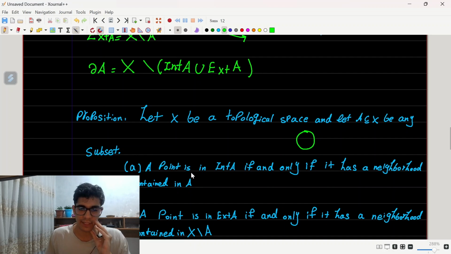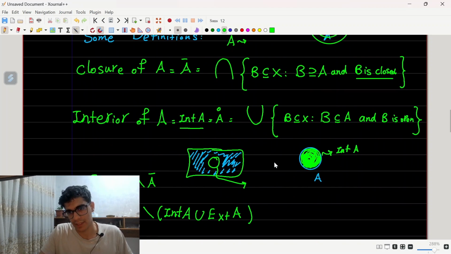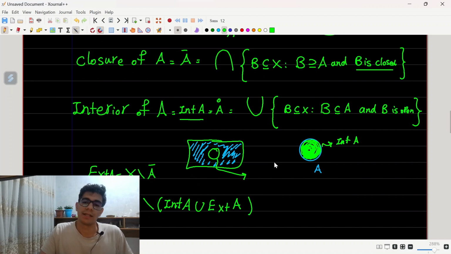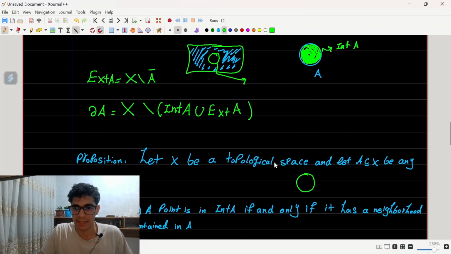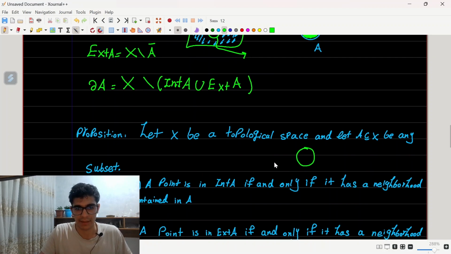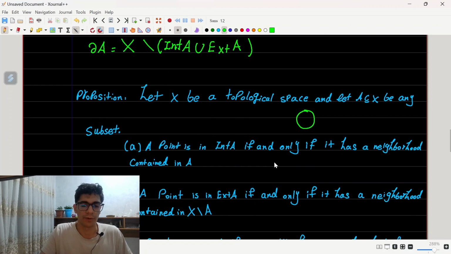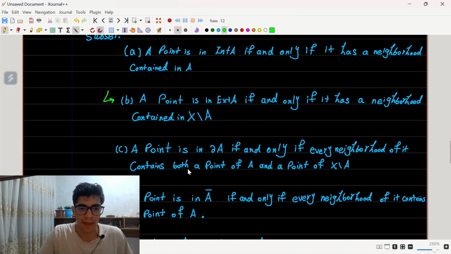Let's suppose that a point is in the interior of A. Then by definition, let's see what was the interior of A. If a point is in the interior of A, then it is in some B, and since B is open, then it has a neighborhood contained in A. That's how you should go for the proof. The same thing goes for the closure. It's pretty similar. This is just a complement space.